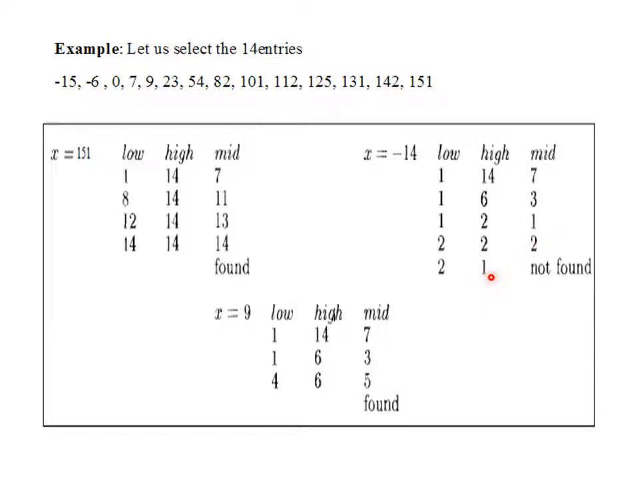Now you see the low value is 2 and the high value is 1, so while low is less than or equal to high, this condition fails. Control transfers outside the loop, and the result is not found. Similarly, you can trace this for x equal to 9.